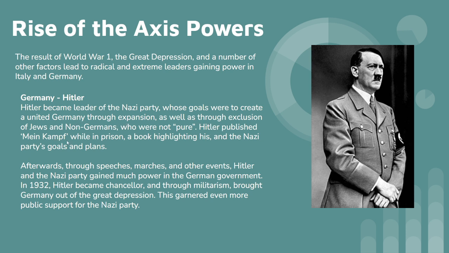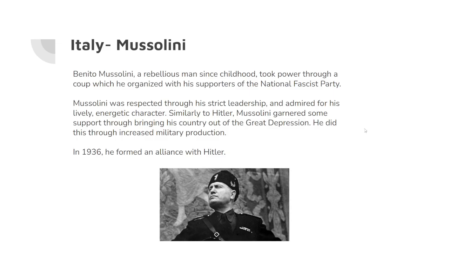Hitler published Mein Kampf while in prison, a book highlighting his and the Nazi Party's goals and plans for the future of Germany. Afterwards, through speeches, marches, and other events, Hitler and the Nazi Party gained much power in the German government. In 1932, Hitler became Chancellor of Germany, and through militarism brought them out of the Great Depression, which garnered more public support for the Nazi Party.